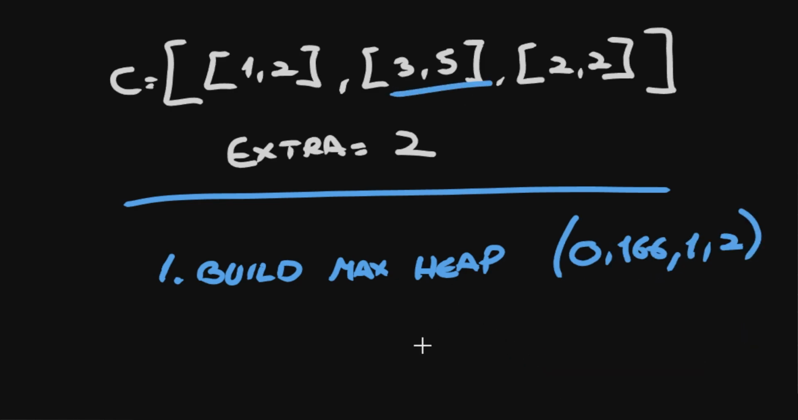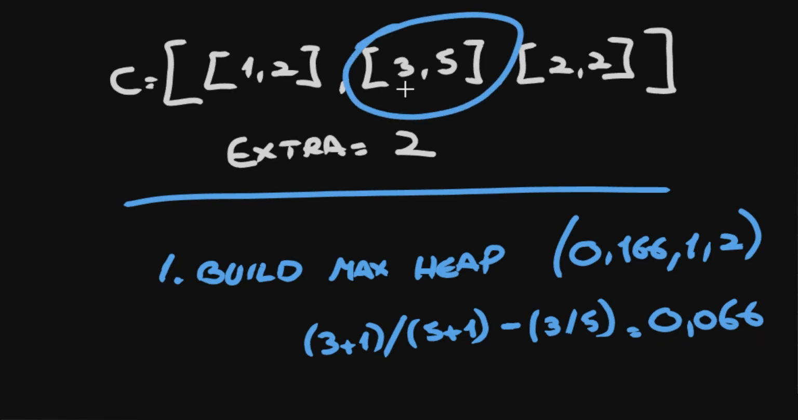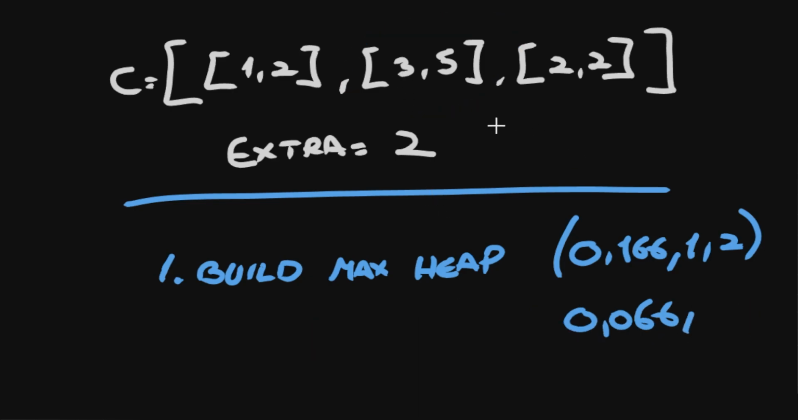Now we are here and we do exactly the same. The new pass ratio is 3 plus 1 divided by 5 plus 1, and the current pass ratio is 3 divided by 5. So the difference among these two is 0.066. So this is the contribution for adding a new student to this class. The pass number for this class is 3 and the total number is 5. So here we add 3 and 5.